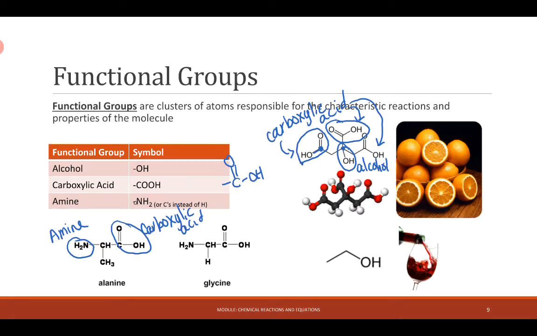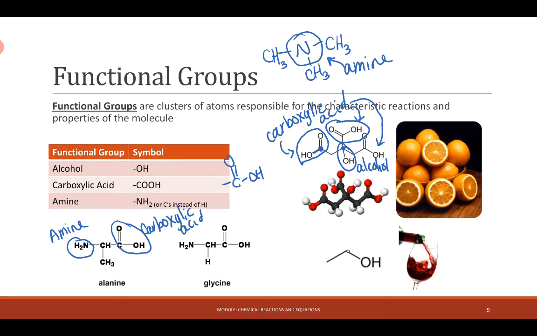Amines can have either 2 hydrogens, or they could have carbons attached to them. So this is also an amine. It's really just nitrogen either bonded to carbon or hydrogen. So I put NH2 or C's instead of H's. So that's known as an amine also.